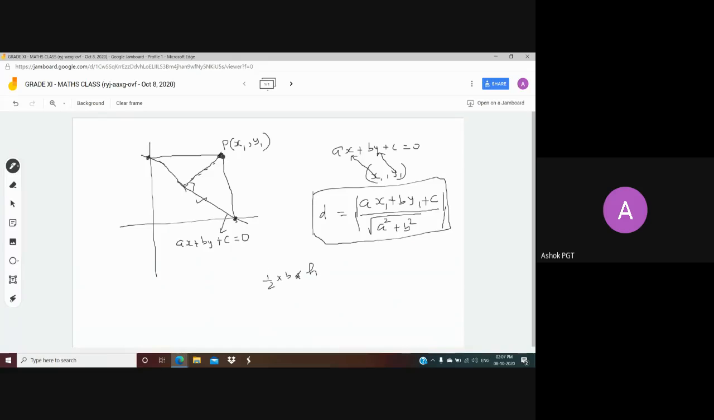Height is the perpendicular distance from one vertex to the opposite side, right or wrong? So this altitude, this height, is equal to this distance. Students, do you understand what I say? Students, are you clear? Please tell me.